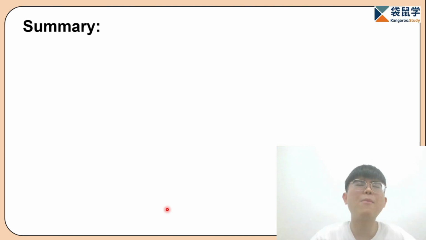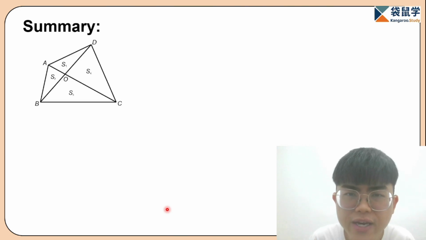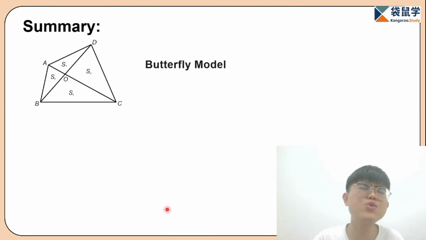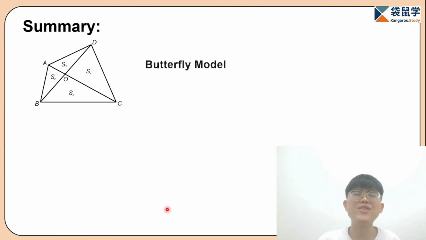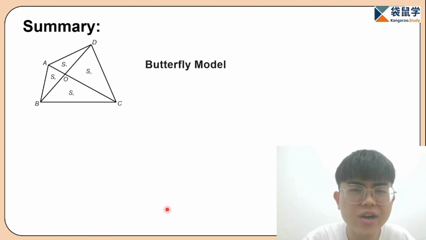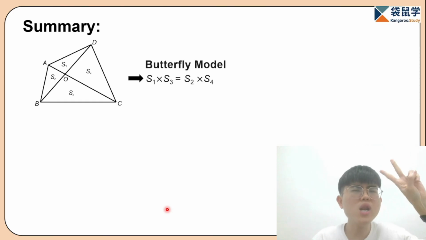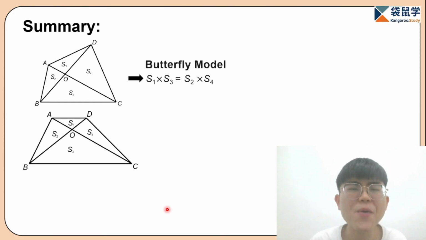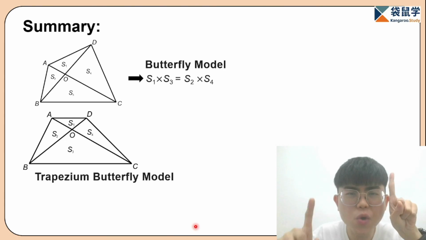So now let's summarize what we learned from this question. First thing first, in this figure, we learned about what we so-called the butterfly model. From this, we have come up with one conclusion. What is it? We know that the products of the areas of the opposite triangles will be equal. And then, we learn about the second thing. This figure right here, we call this model the trapezium butterfly model.